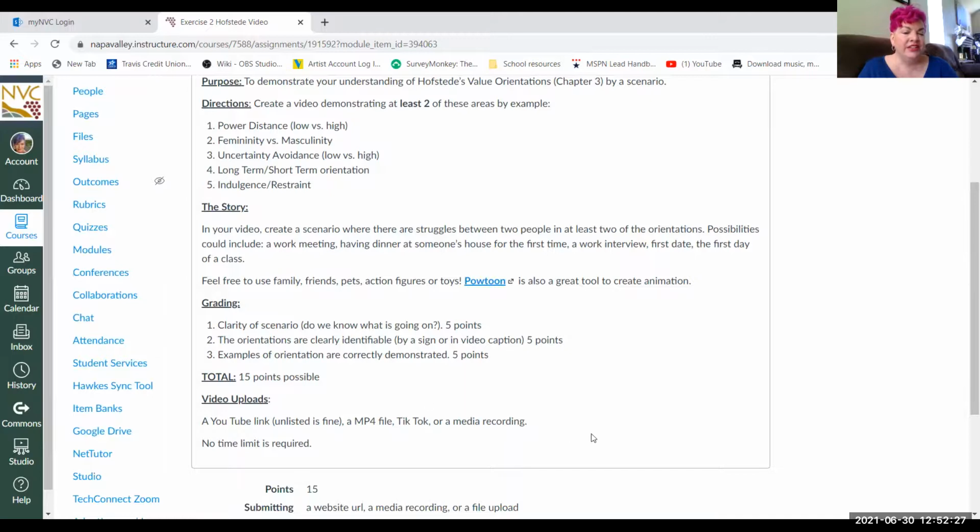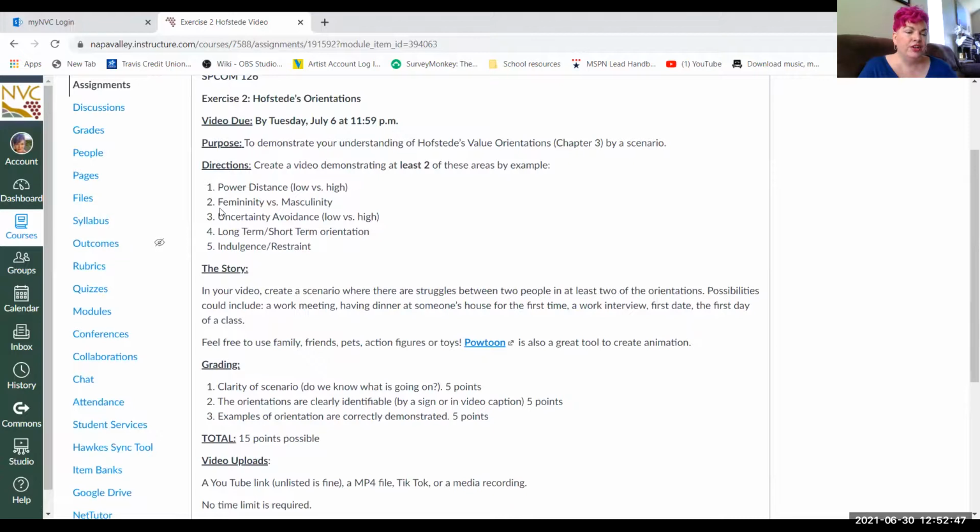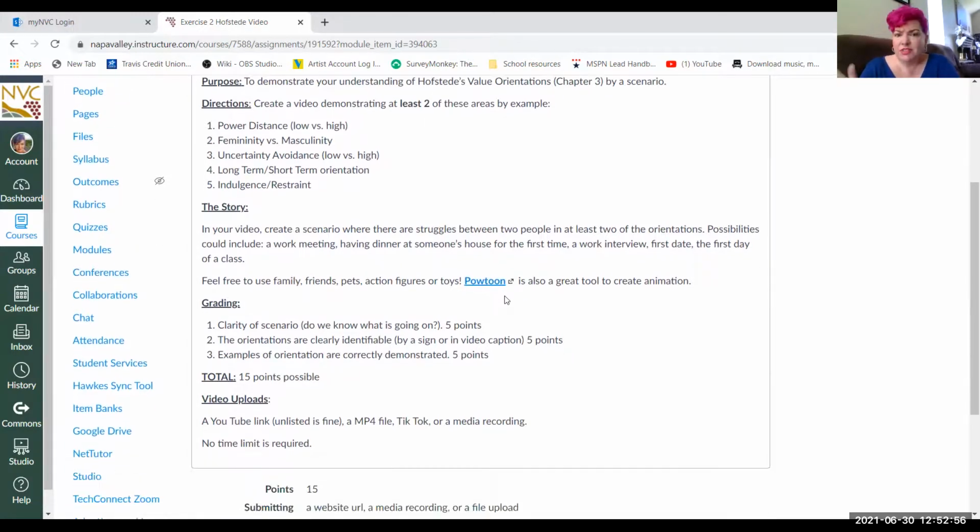And this is how I'm grading this. Do I know what type of scenario is going on? The orientations that you are demonstrating are identifiable. So you can create a sign with a piece of paper, or a video caption is fine. And the examples of that value orientation are correctly demonstrated. So if you plan to do showing femininity versus masculinity, make sure you are showing it correctly in your scenario. Okay, no time limit is required for this.